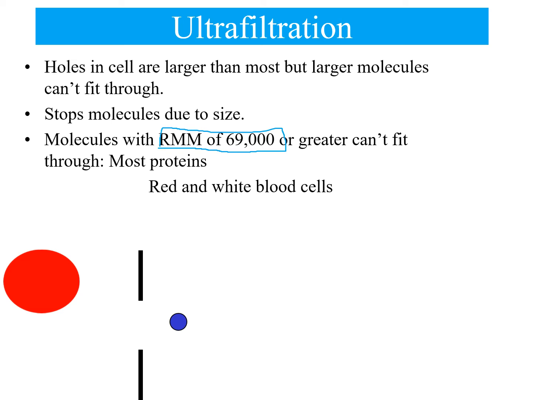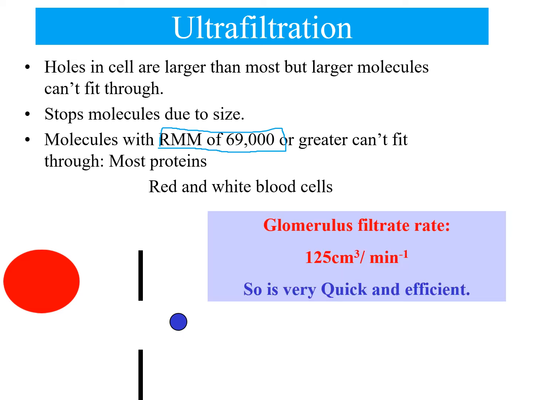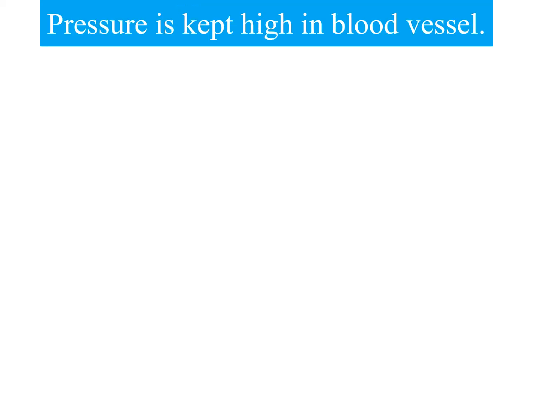But glucose is a problem because we don't want to lose any glucose in our bloodstream. It's our energy supply, so we have to selectively reabsorb all of the glucose, and we need to selectively reabsorb any water or mineral ions that have been lost that we actually need. The glomerular filtration rate, so the amount of filtration that happens, is 125 centimeters cubed every minute. So it's very quick and very efficient, but that doesn't all become urine because of selective reabsorption.